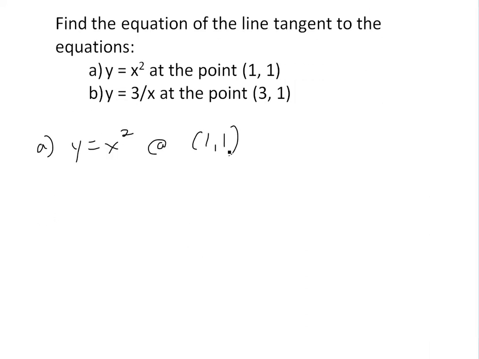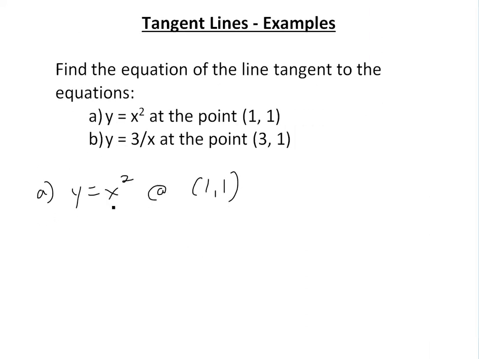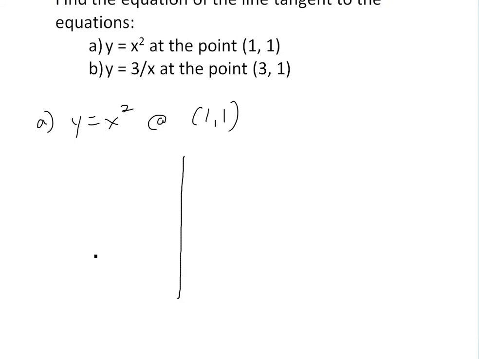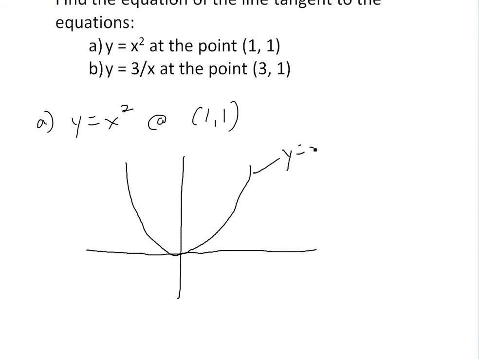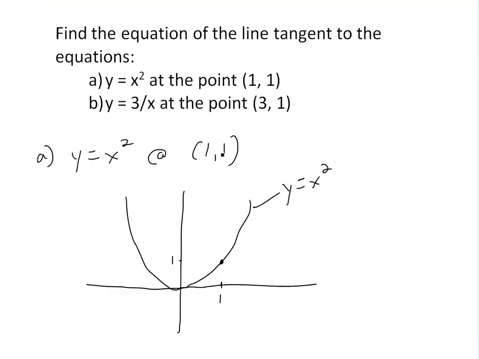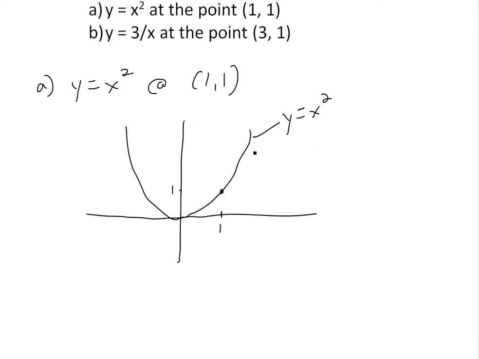The best thing to do first is get an idea of how this graph looks. This is just a parabola, so it goes like this. This is how y equals x squared looks. Now to get the point (1, 1), at x equals 1, it's something like this, and this is 1 right here. So we have to find the equation of a line tangent to this, and that would look something like this.